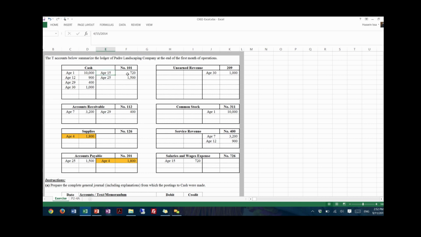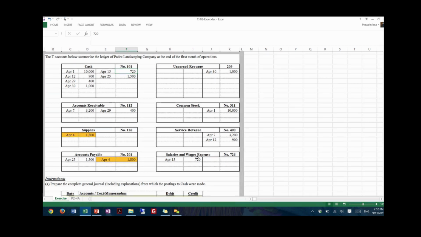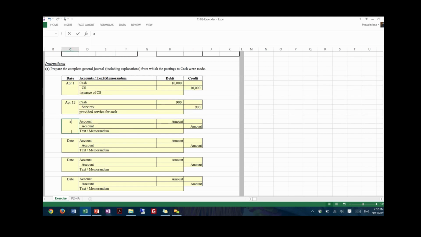So next is April 15, we had the credit to cash with the amount of $720. That corresponds to what? Salaries and wages expense. So we know that on April 15, salaries and wages expense was 720. Cash was credited 720. And the text would be payment of salaries, something like that. Okay, so this is how you do the whole thing.